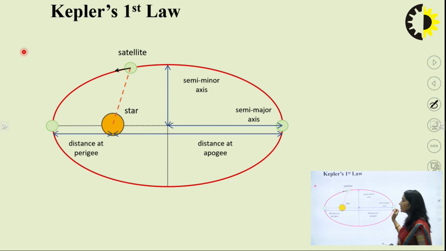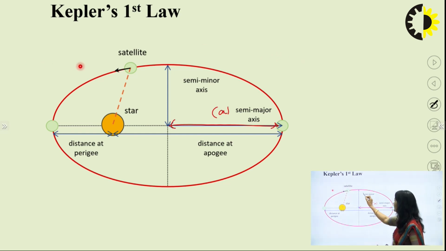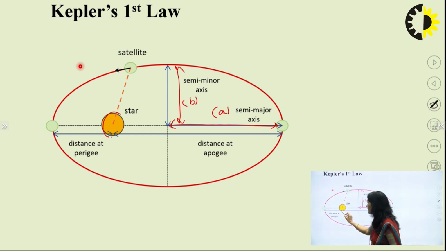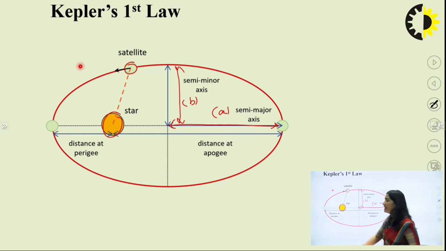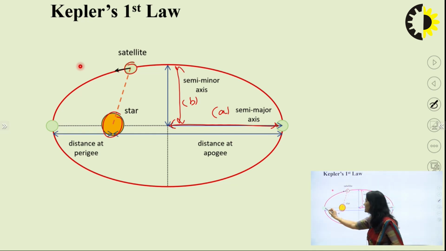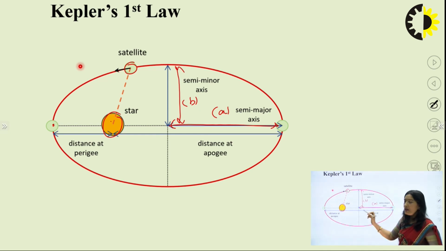So, students, from this figure you can see that this is the semi-major axis represented as small a, this is the semi-minor axis represented as small b, here this is our Earth and this is the satellite. So the closest distance between the Earth and the satellite will be known as perigee, and the farthest distance between the satellite and Earth will be the apogee.